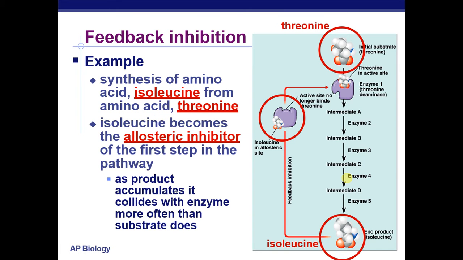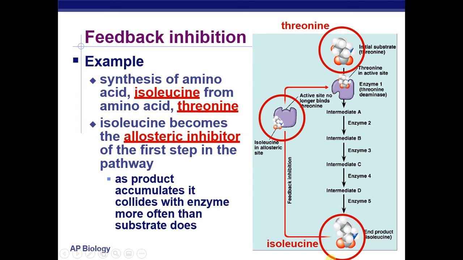So as an example, here is a metabolic pathway or a biochemical pathway that shows how isoleucine, the amino acid, is synthesized from threonine, another amino acid. Okay, so if we have threonine here, there are a number of steps, each with their own enzyme that catalyzes it turning it into isoleucine.